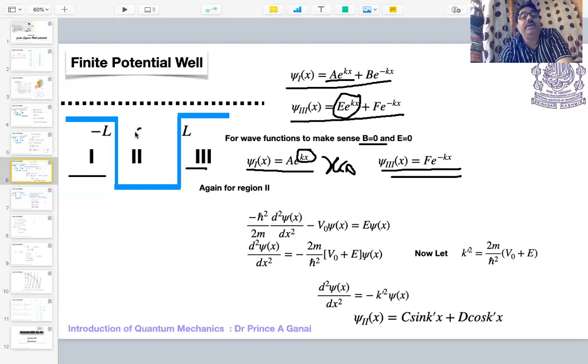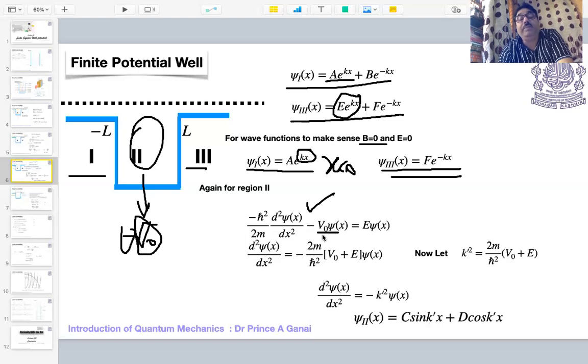Now we are interested in the solution of the equation in region 2. For region 2, we'll solve the Schrodinger equation, and we will set V equal to minus V0. Remember, this depth is minus V0. That's okay. But V0 itself is positive, right? V0 is positive. Depth is minus V0. Minus makes it always negative. So V0 by itself is positive. That you must keep in mind.